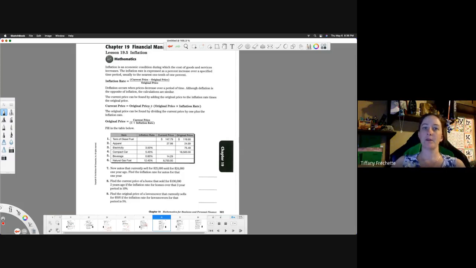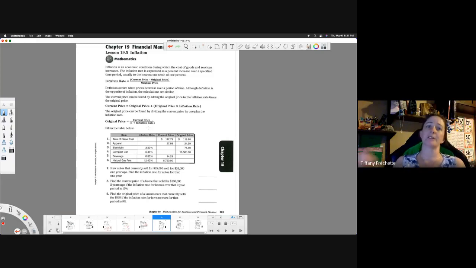All right. The original price can be found by dividing the current price by 1 plus the inflation rate. So we have original price equals current price divided by 1 plus inflation rate. So it kind of depends on what we're given and what we're looking for, which equation we're going to be using. It doesn't necessarily mean we're going to use both of these in every problem here.